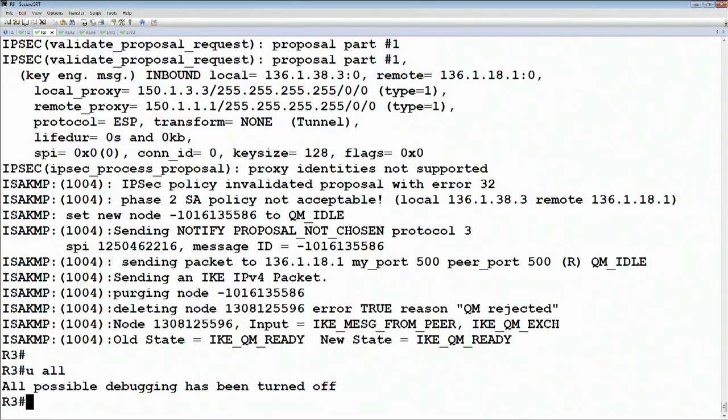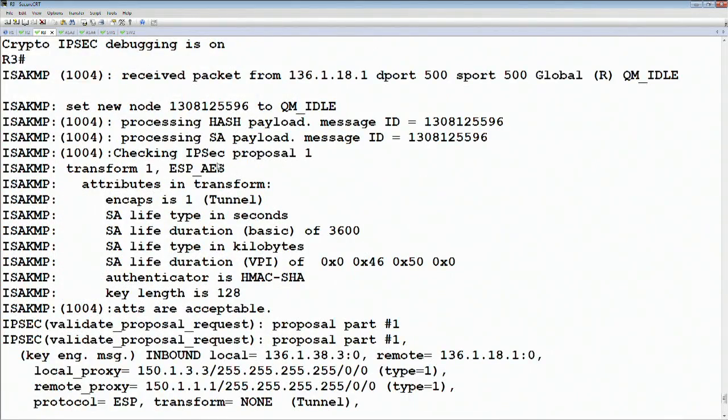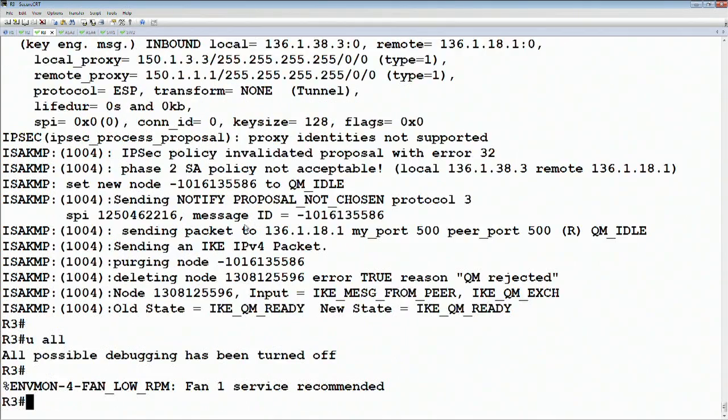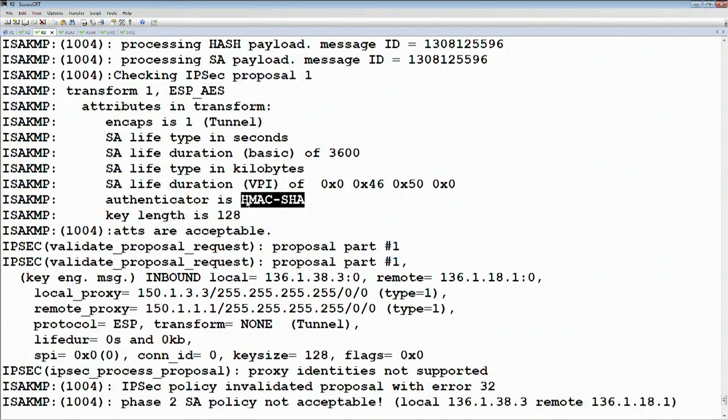Okay, on router 3, the receiver, we get to the IPsec proposal. And again, router 1 says, do you want to run ESP-AES with a key length of 128? Do you want to run SHA? And do you want this SA lifetime and tunnel mode? Okay, router 3 says, yes, that's fine. That's what I have configured also.